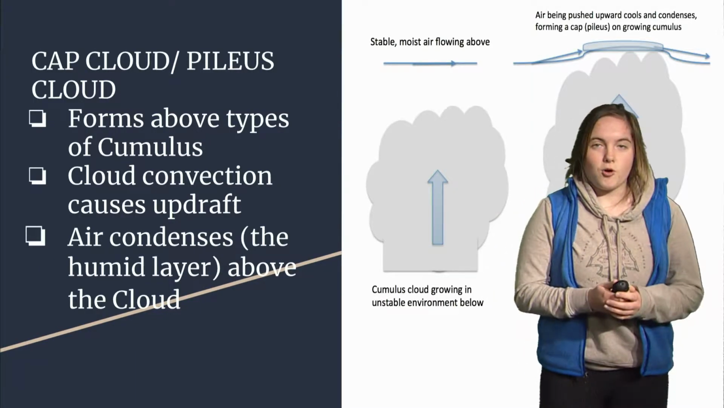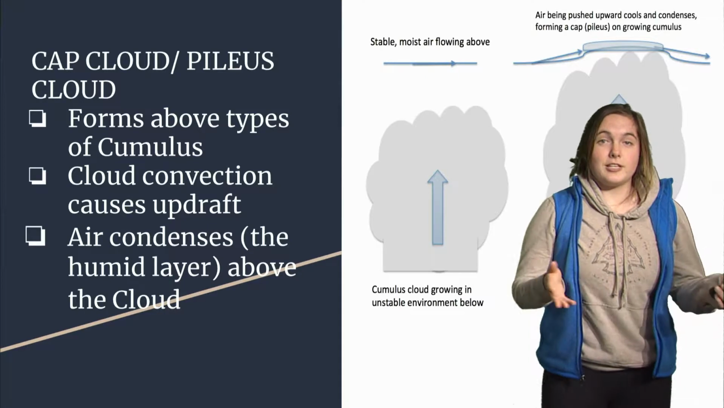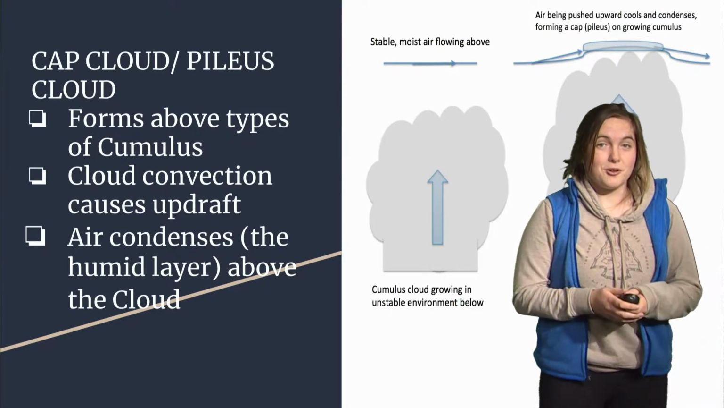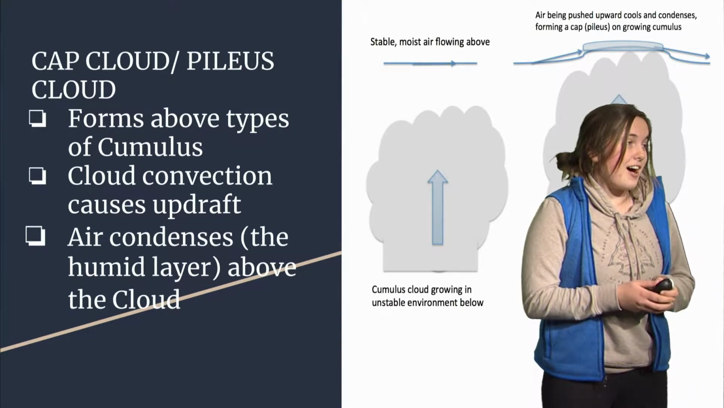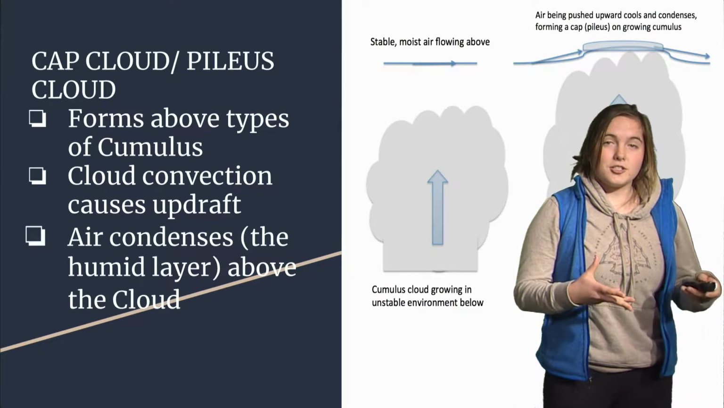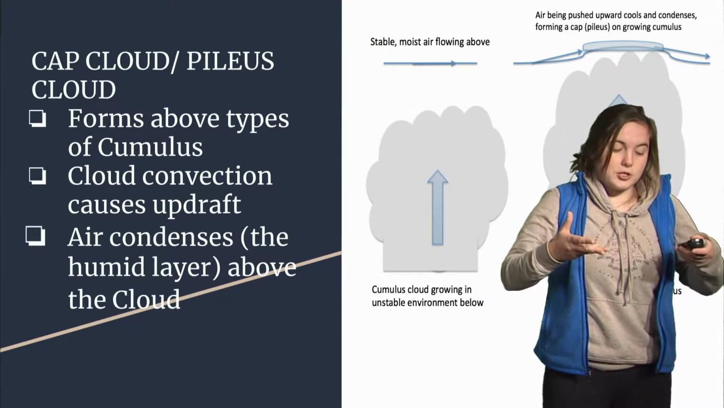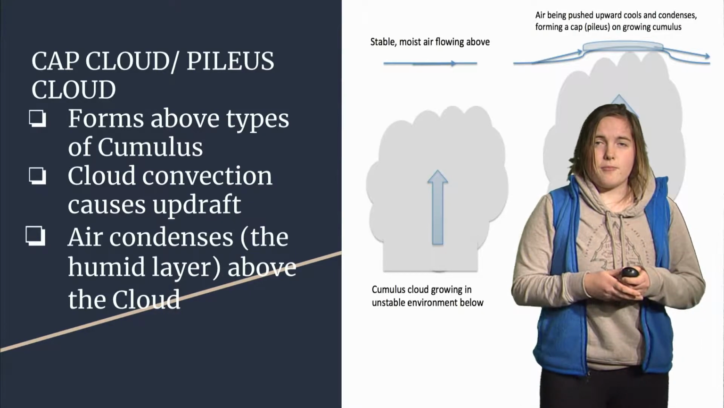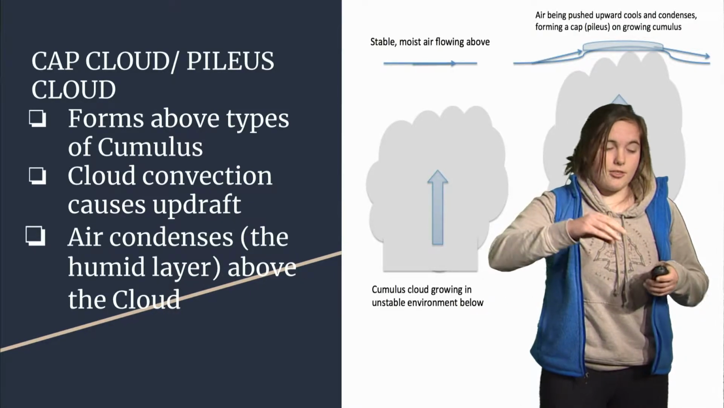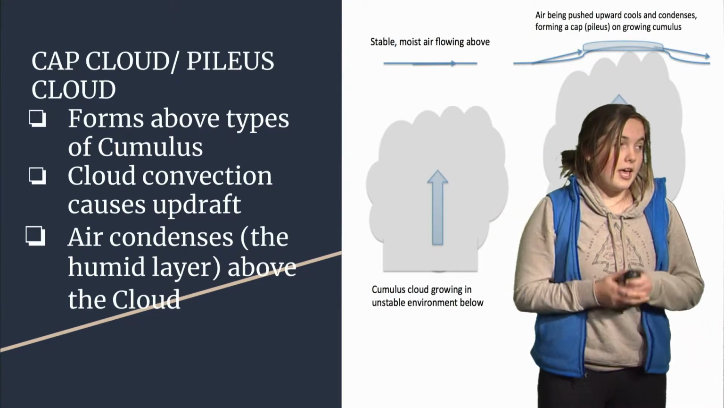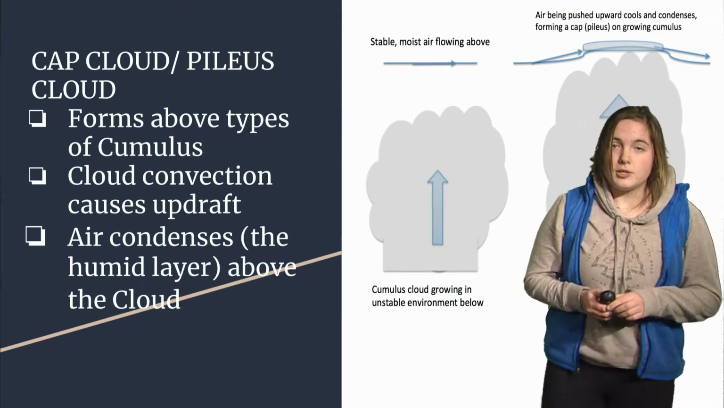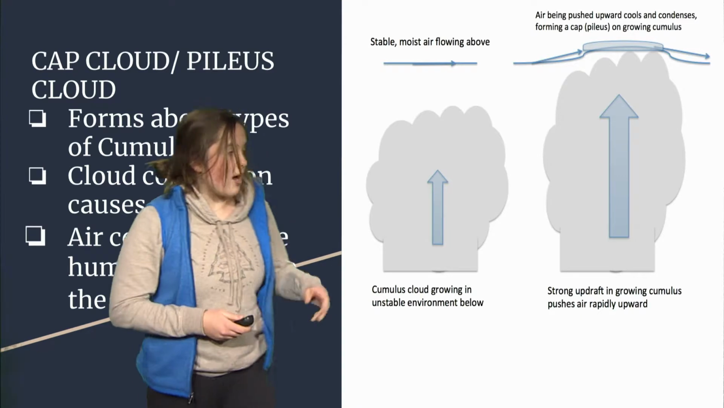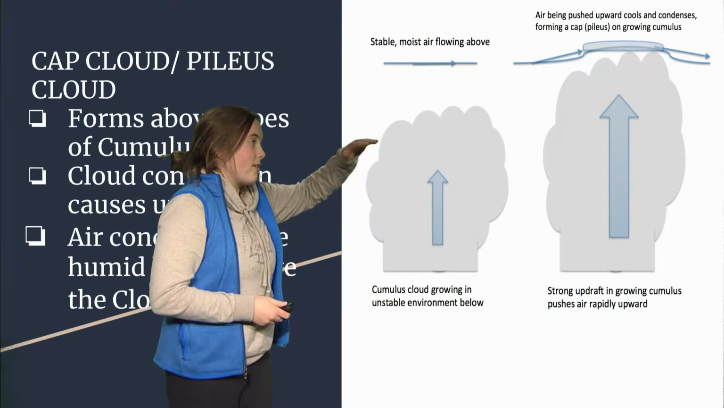Also, cap clouds form on top of cumulus clouds. They're also called pileus clouds, and the cloud convection causes a lot of updraft, which can create a wispier, flat-topped cloud that's separate from the cumulus cloud. It's also called the humid layer. So as you can see in this diagram, you can see the updraft and then the cloud forming above it.